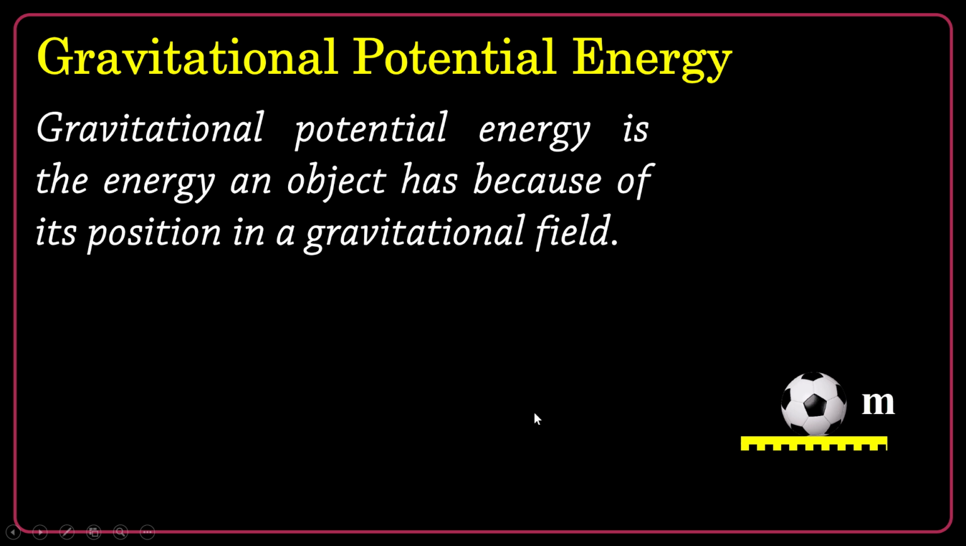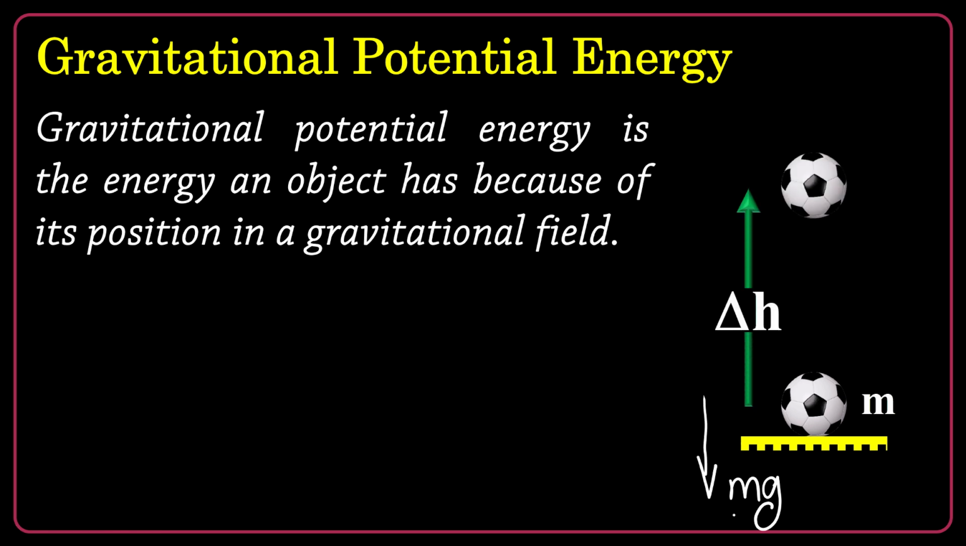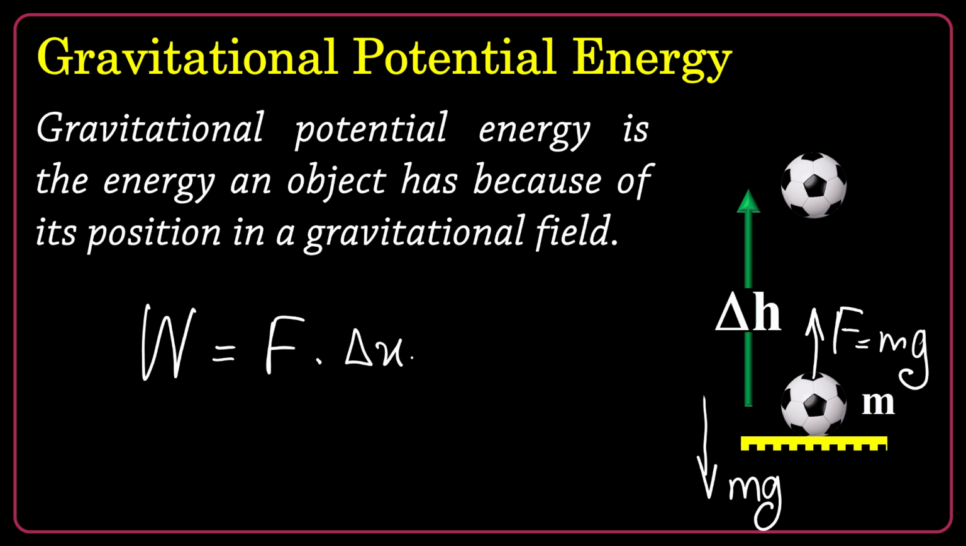Here I have a ball acted on by a downward force of mg. I'm going to take it to a higher altitude, let's say by delta H. And so I need a minimum force of F equals mg to overcome the weight and make that displacement. The work done against gravity is the force times displacement. Force is mg here, and delta x is delta h here. This W is also called gravitational potential energy.